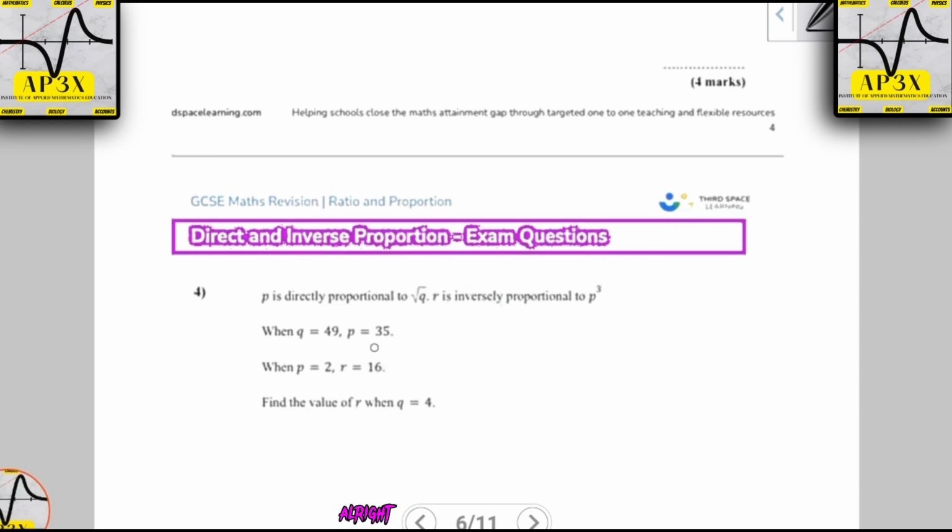All right, let's have a look at this one. This one looks to be interesting.